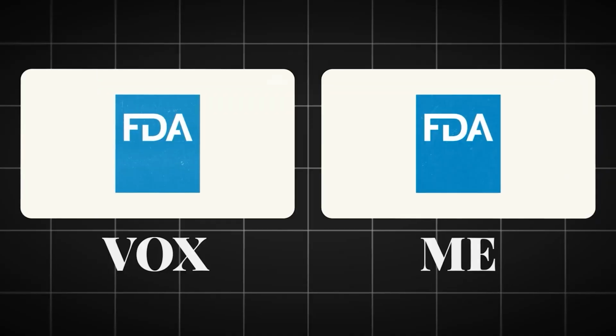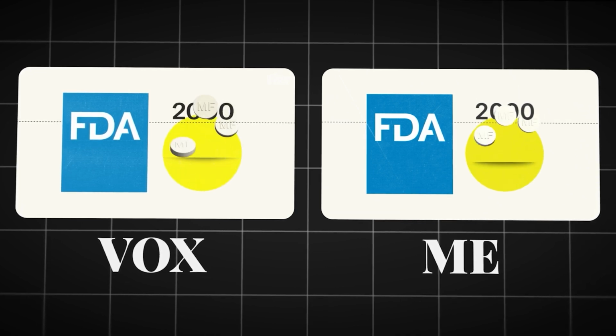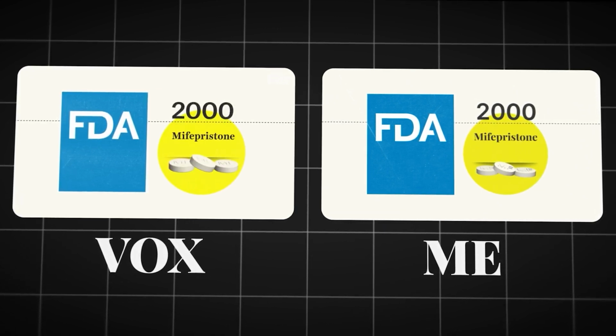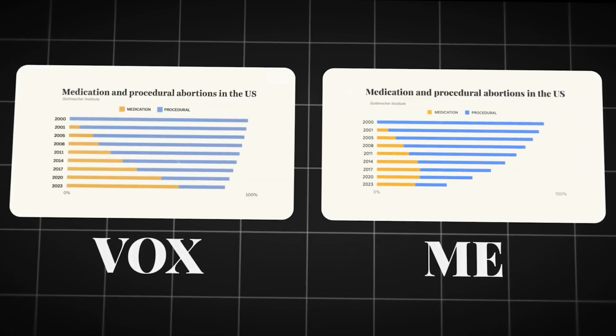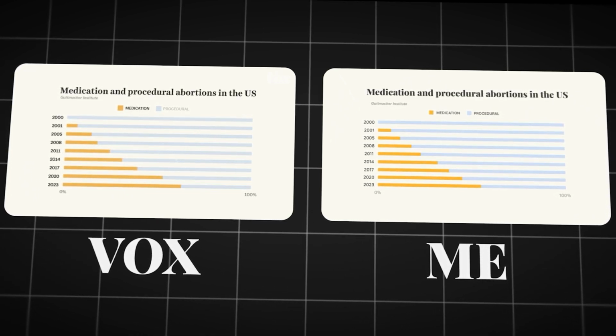The Food and Drug Administration, which is the agency that, back in the year 2000, approved an abortion pill, mifepristone. And in the 24 years since its introduction, medication has become the way that most abortions happen in the US.